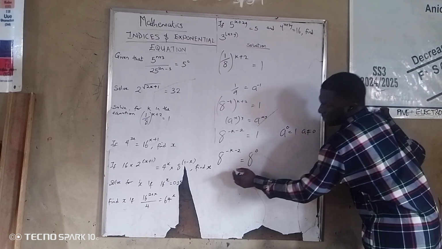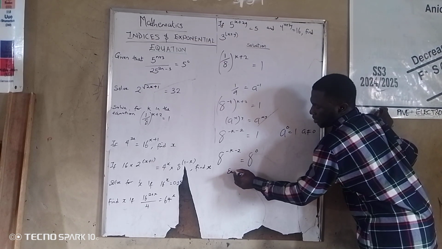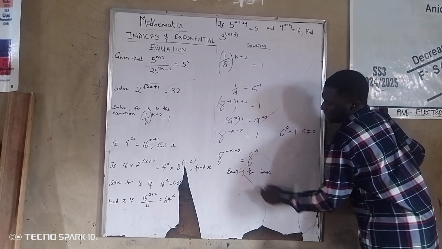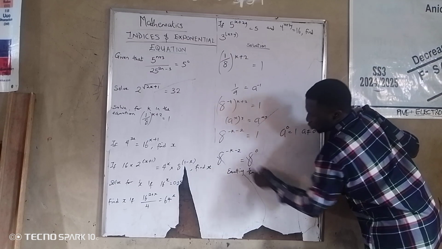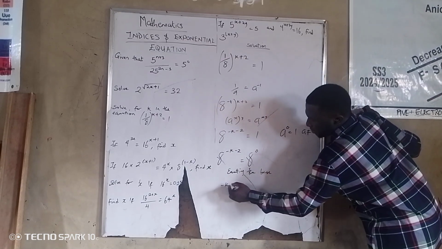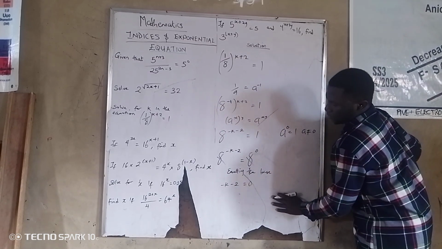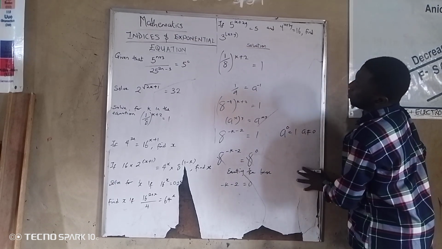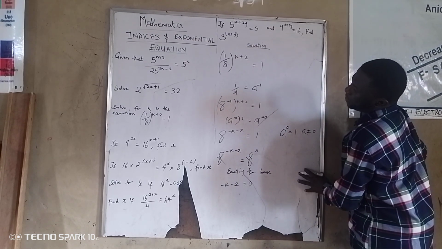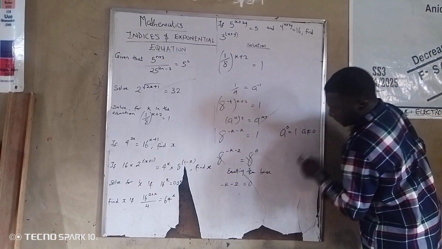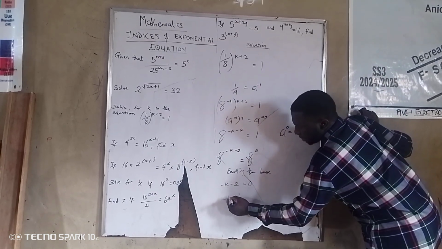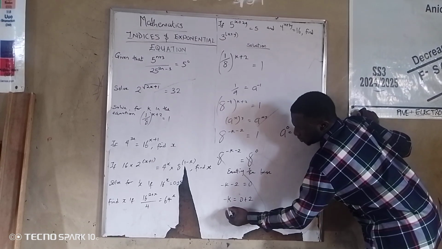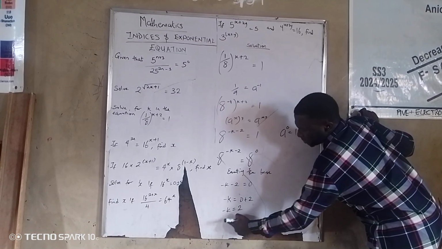So now the bases are equal, so we equate the powers. The base 8 cancels, which implies minus k minus 2 equals 0. For minus k minus 2 to be equal to 0, we collect like terms: minus k equals 0 plus 2. That's minus k equals 2.